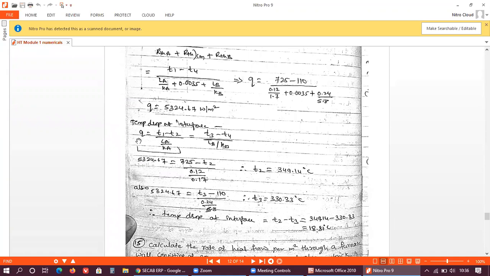So as I told you, the rate of heat transfer throughout the composite wall is equal to the rate of heat transfer through the first wall, which is equal to the rate of heat transfer through the second wall, right? But here there is a thermal contact resistance, a small resistance here. Because of that, there is a drop in the temperature. So that's why we have considered T1 minus T2 here and T3 minus T4. Okay, is there any doubt in this problem?